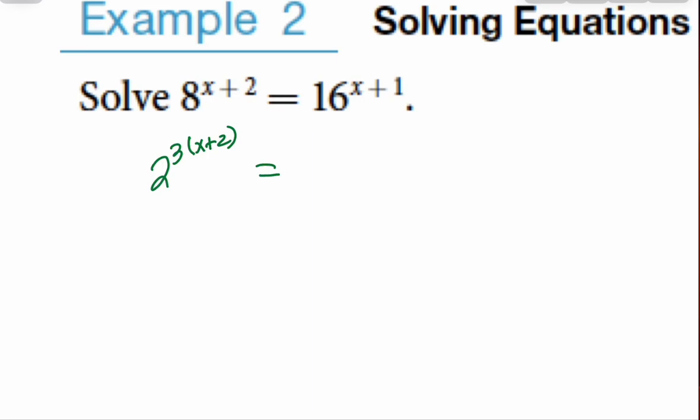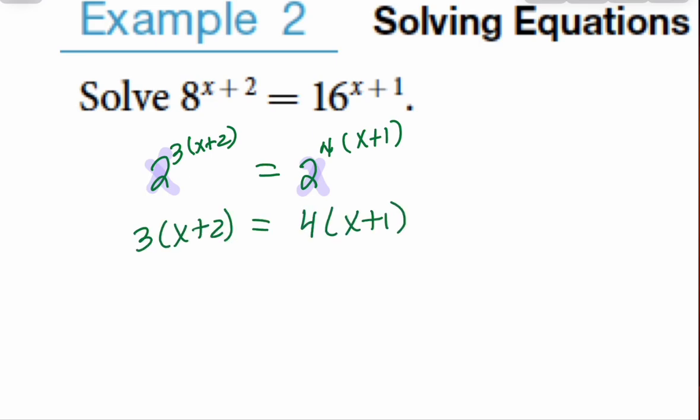If you calculate 16, it's 2 times 2 times 2 times 2. It's 2 to the fourth. So we're going to take off the 16, replace it with a 2 to the fourth, and put the original power in parentheses. Now we have a problem exactly like example 1. The bases match, so we can cross them out. So we just get 3 times the quantity of x plus 2 equals 4 times the quantity of x plus 1. Much nicer than what we started with. Okay, so if you can get the bases to match, that is the key.